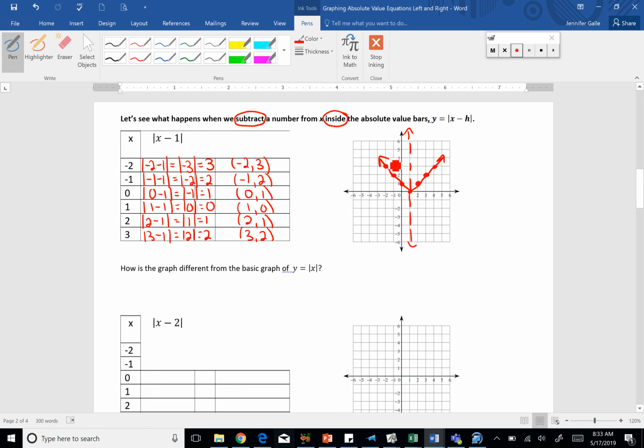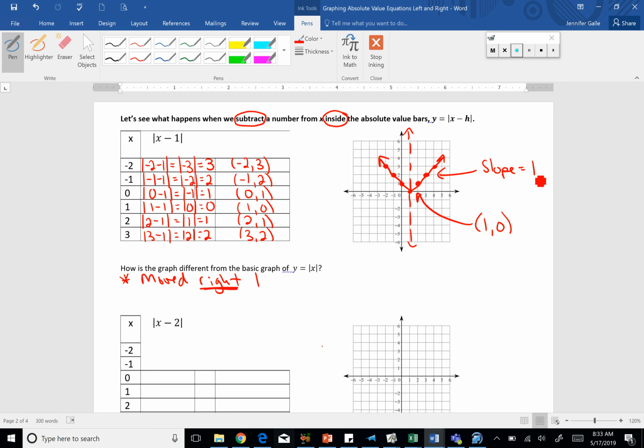What do you guys think? Were we right? Did it go right? Yes, it did. That vertex point, that middle point, is no longer at 0, 0 like it was in the original. Now we're at 1, 0. We moved right 1. Again, just to note that subtracting didn't change my slope.